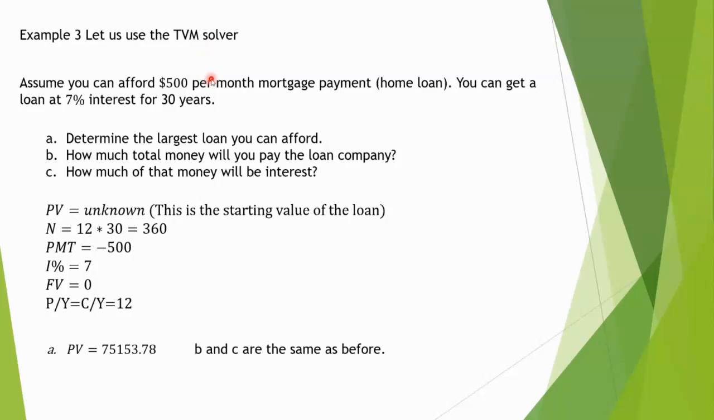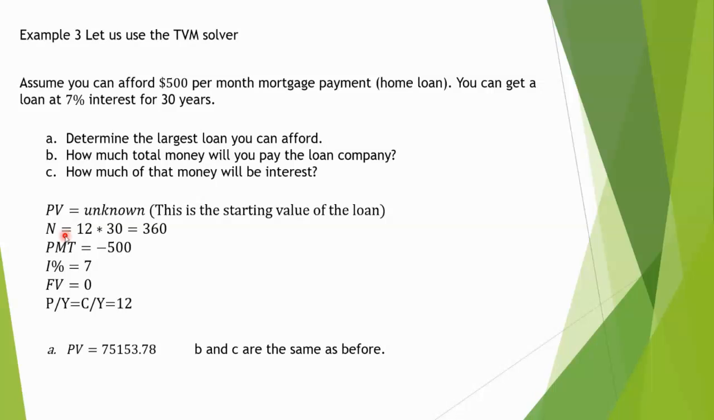So again, it's the same problem. Really, the only difference is part A. B and C are really the same because you use the loan amount to calculate those. The only difference is calculating the loan amount. One way is through a formula. The other way is using this solver. The initial size of the loan is PV. That's our unknown. PV is the initial amount, the principal.